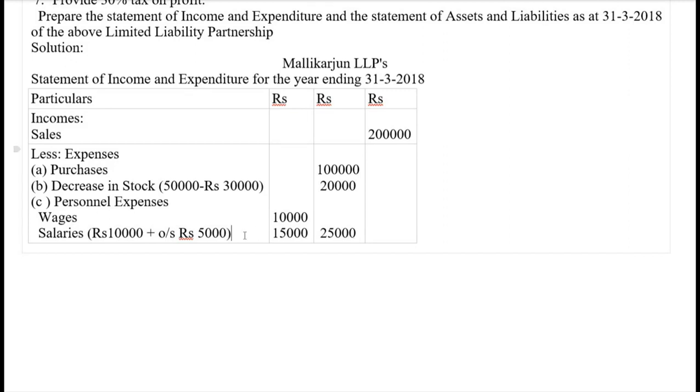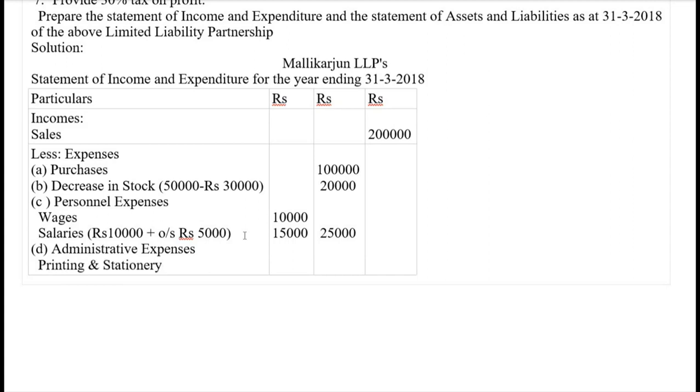Then the next one here, administrative expenses. So under that we have got printing and stationery. Stationery we have got only one here. Let us record this here as rupees 5,000. So directly we shall take here as rupees 5,000.